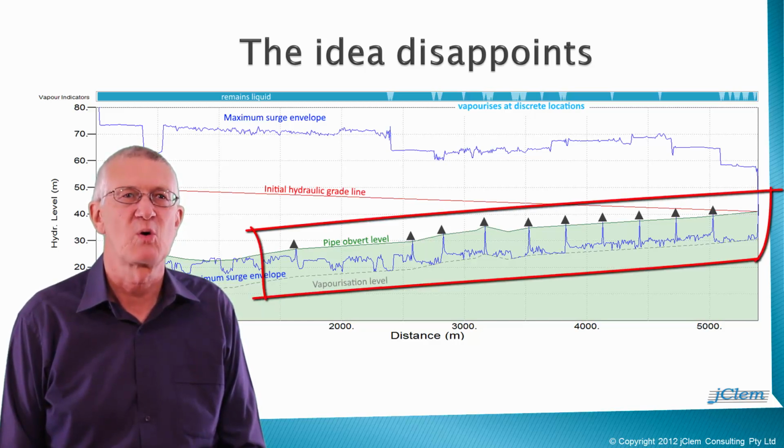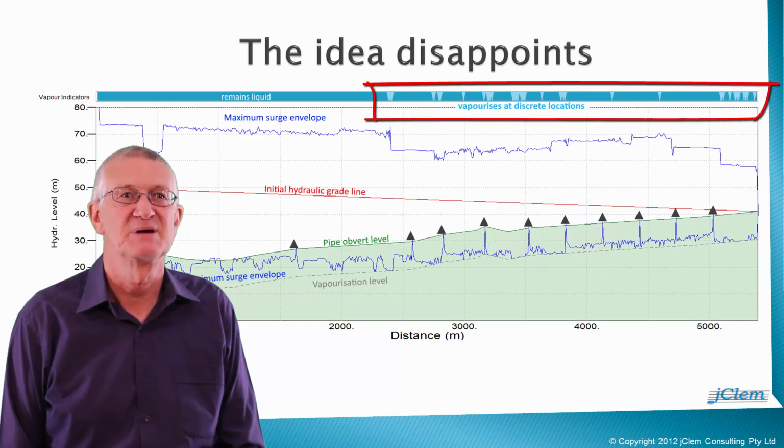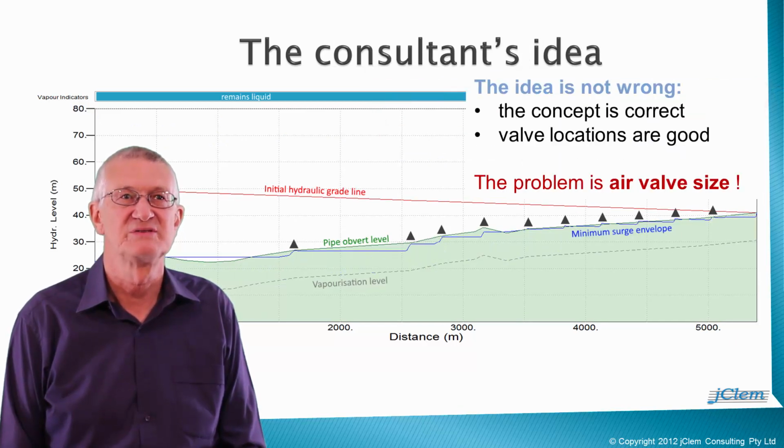Minimum heads drop quite low in between most of the air valves. The owner's rule book will not be satisfied by the idea because the wastewater will vaporize at isolated locations between air valves. Is the consultant's idea of air valves along the pressure main wrong? No, the consultant's idea is an inherently correct concept. The use of air valves at the chosen locations is fine. The low head problem is being generated by the wrong size of air valves. The air valves are too big.